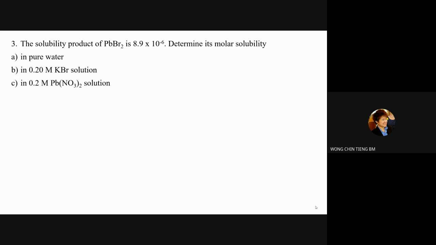Ksp adalah X bagi laki. Formula sayang, formula. Come on guys.